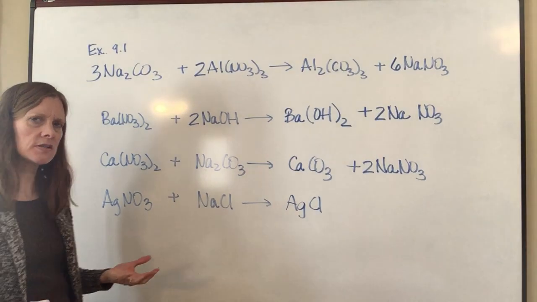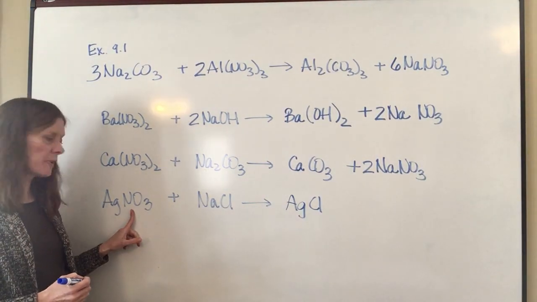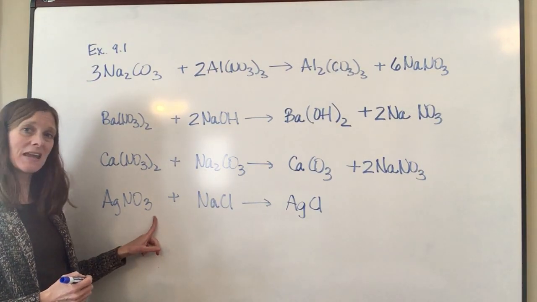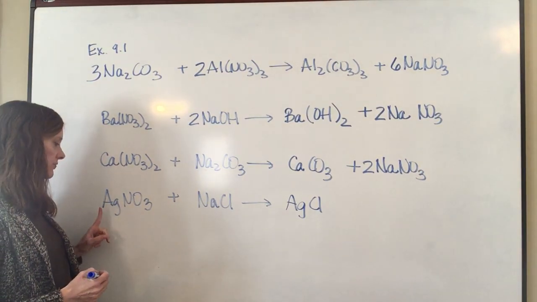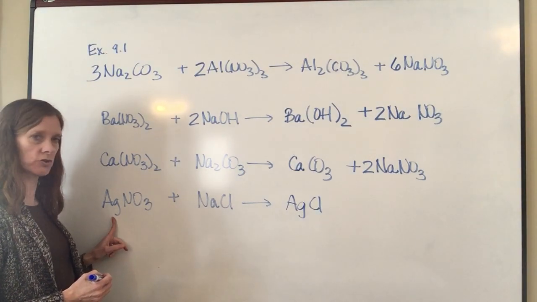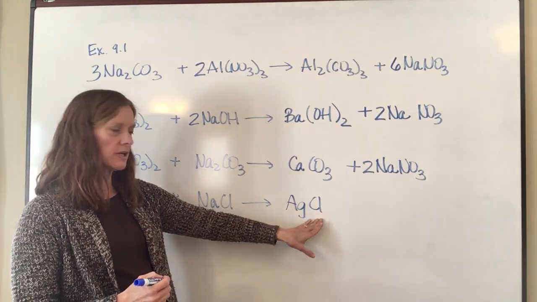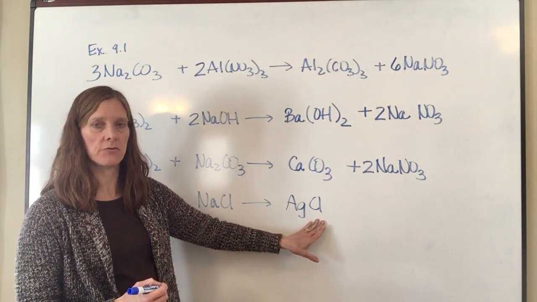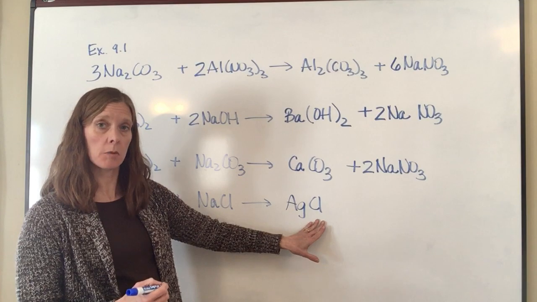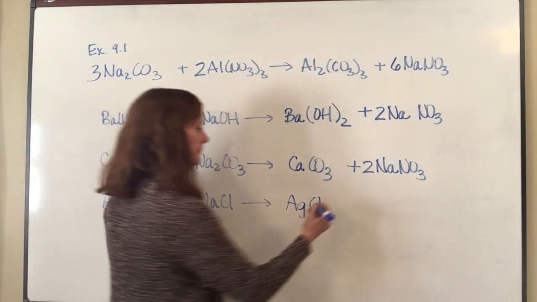Now silver is a transition metal, so how are you going to know what the charge is? Well, if you look at what it's already paired with, the nitrate has a negative 1 charge, so that tells you that the silver is going to have a positive 1 charge. So if the silver has a positive 1, we know that chlorine has a negative 1 because of its column on the periodic table. So AgCl is balanced just the way it is.